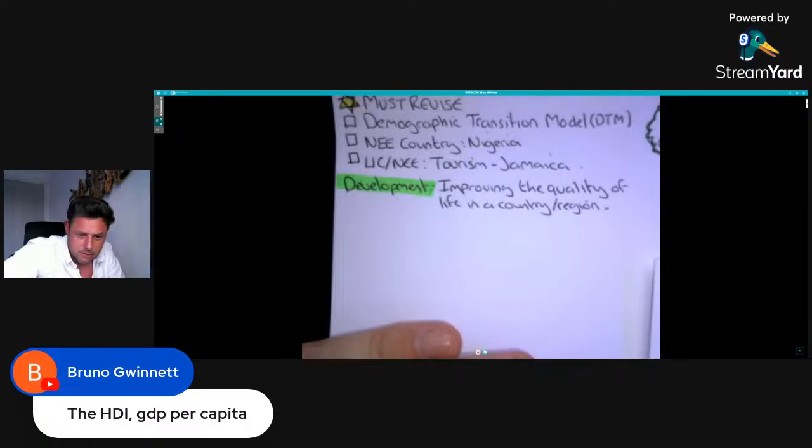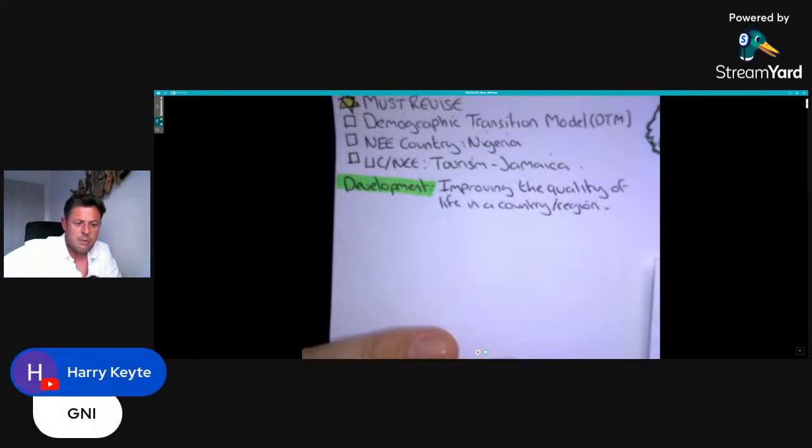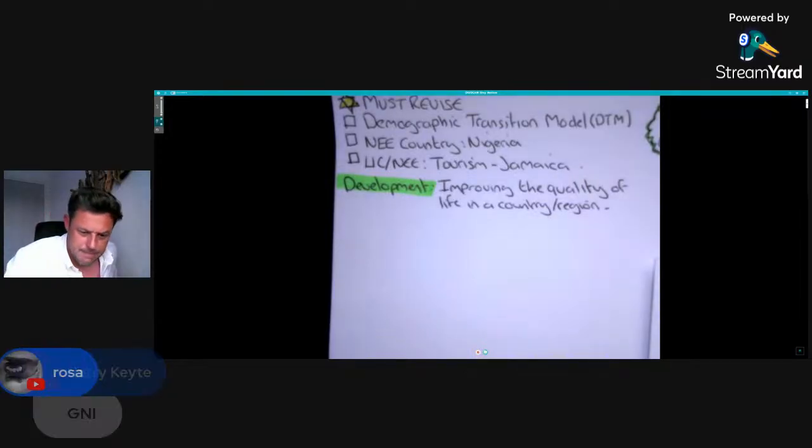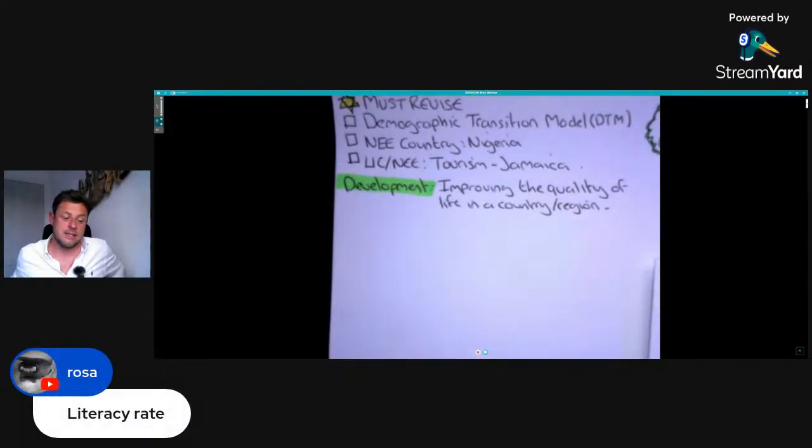Life expectancy. Sorry, I've missed out some of this. Let me go back up here. GNI. Well done. Gross national income. Same as GDP. AQA tend to use GNI, gross national income, the amount of money per person. Literacy rates. Well done. The percentage of people who can read and write at the age of 16. In the UK, it's about 99% literacy rate.